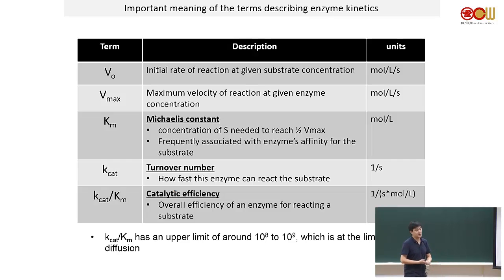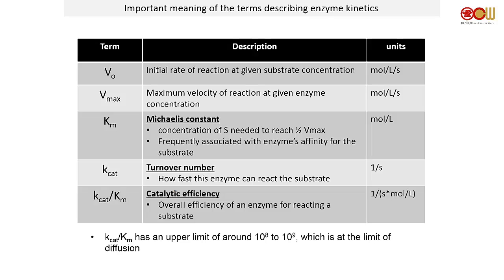Km, same thing. The smaller the Km, the better the enzyme is at this particular substrate, because it means that this enzyme can very easily grab the substrate and react. So Km is more associated with binding. kcat is more associated with the actual catalysis, the rate of the catalysis. Km, kcat.